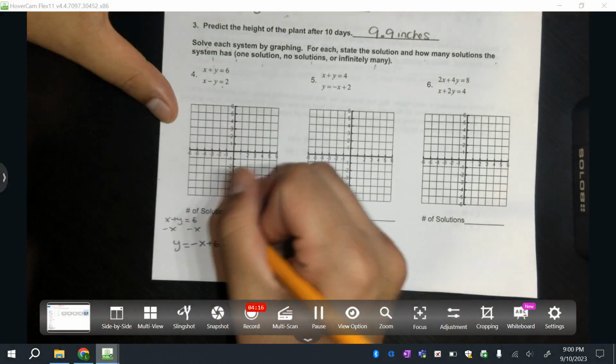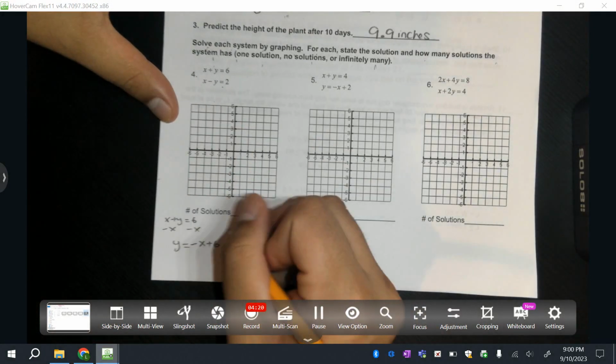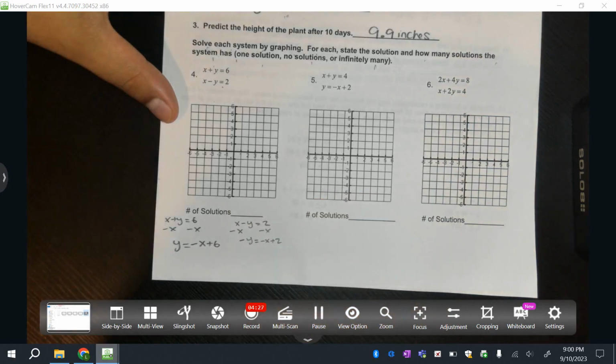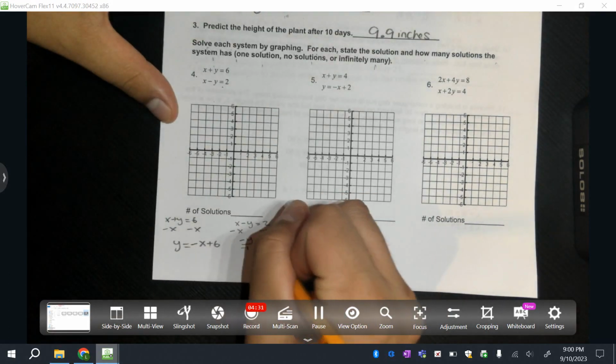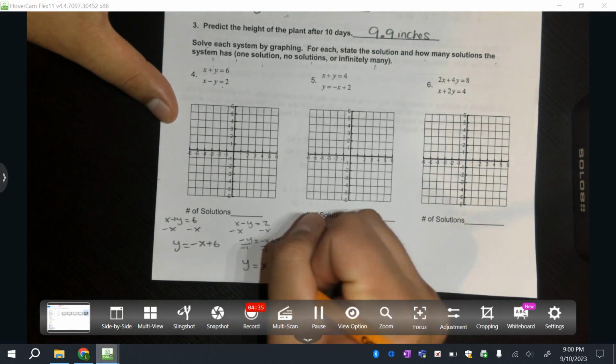For the second equation, we have x minus y equals 2. This one's a two-step, so minus x. We get negative y equals negative x plus 2. And then for the last step, divide by negative 1. We get y equals positive x minus 2.